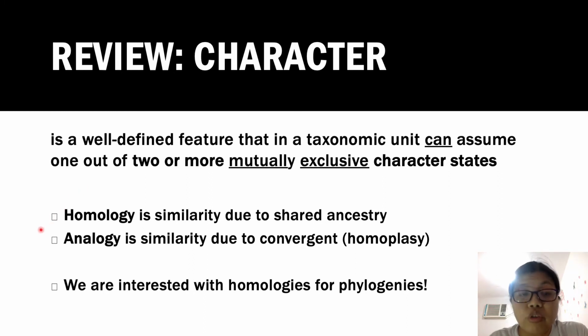When we say homologous trait of an organism or a taxonomic unit, it is similar because of ancestry. But when we say analogous, these are similar features or characters because of convergent evolution or homoplasy. So when we say homoplasy or convergent evolution, they live in a similar environment. That's why they acquire a similar trait. Okay, and in phylogenetics, we are interested in homologies or homologous characters.